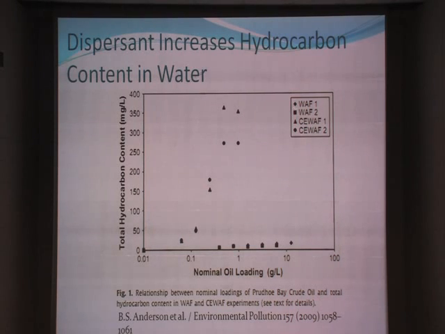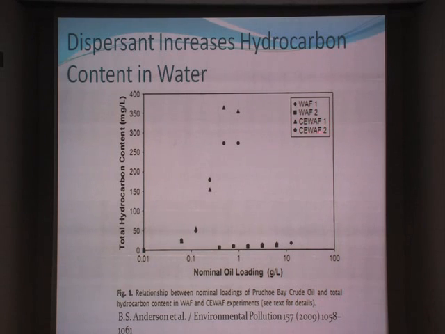And the little triangle here and the square are WAF. Remember, that's just oil and water. There's no dispersant added. And you can see this right here, as you increase the oil at the very high concentrations, you're really getting very little amount actually in the water column, the oil in the water column. Most of it is present at the top as a slick.